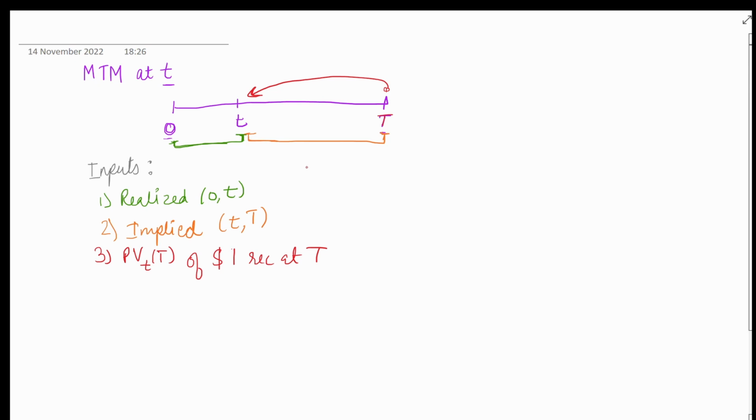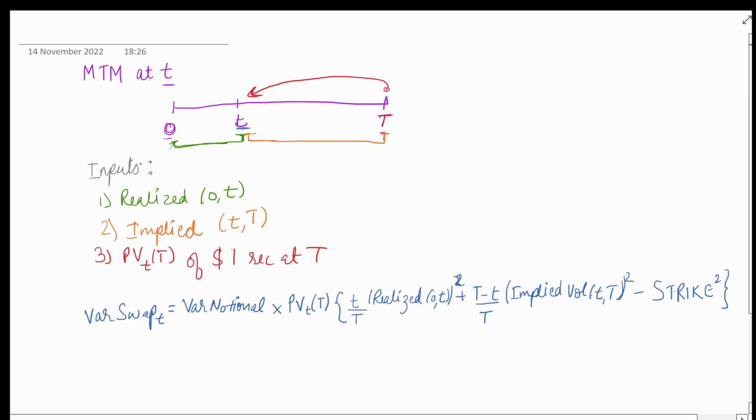So the mark-to-market value of the variance swap at point T is equal to variance notional into present value, whole multiplied by small t upon large T into realized volatility square, because this is volatility and we are talking about variance swap here, variance. That is why we square all the values. Realized also squared, implied also squared, and strike is also squared here. Alright, I hope you understand this point, guys.